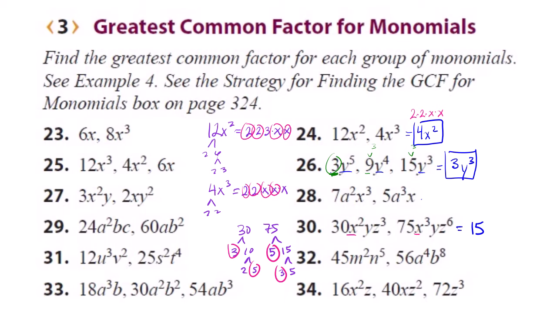Then with the variables, I'm going to see what they have in common. They each have an x. So I'm going to pick the one with the smallest exponent. So it's going to be x squared. They each have a y, and they're both to the first power, right? So I'm going to pick the one with the smallest exponent, which is y to the first. So that's just y, right? And then with the z's, they have z's in common. So I'm going to pick the one with the smallest exponent. So that's z cubed. So there's my greatest common factor: 15x squared y z cubed.